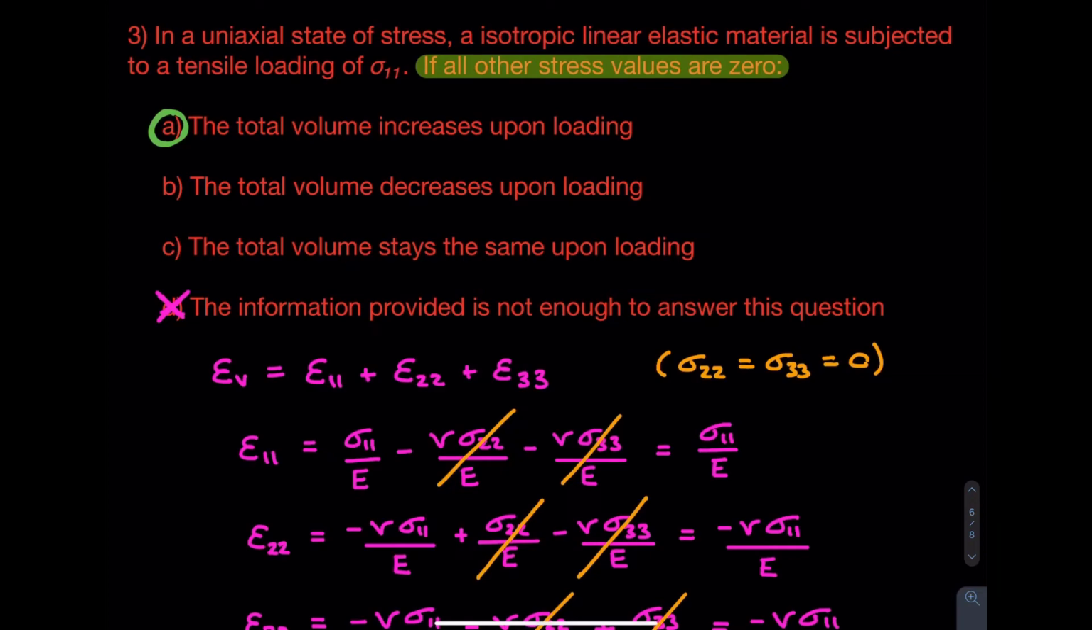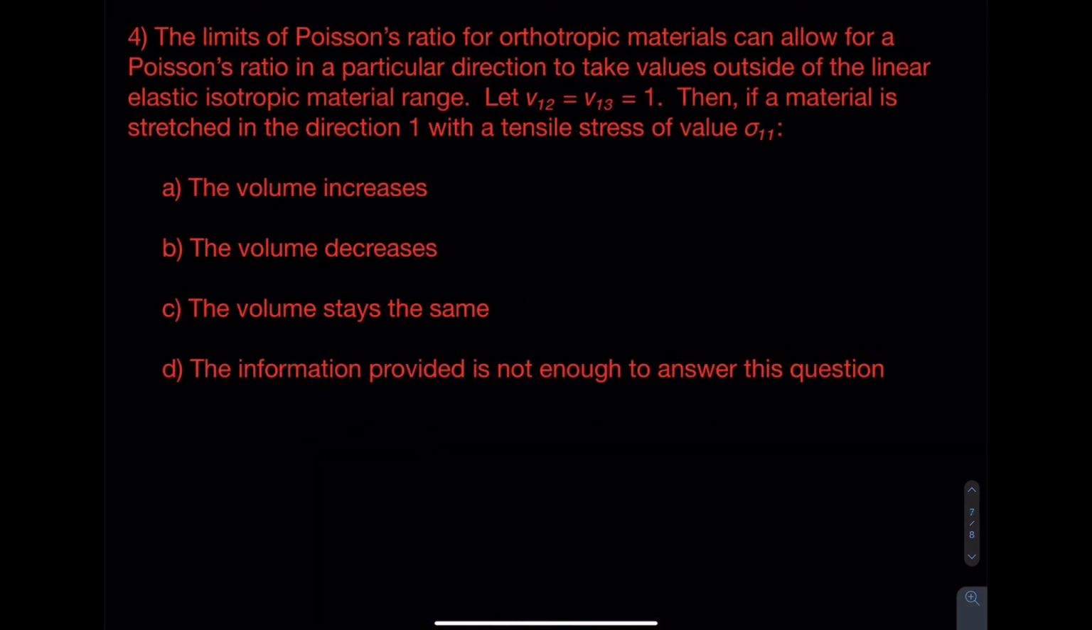So now we're going to jump to question number 4, which deals with a linear elastic orthotropic material. All right, so question number 4 says, the limits of the Poisson's ratio for an orthotropic material can allow for a Poisson's ratio in a particular direction to take values outside of a linear elastic isotropic material range. Therefore, those limits of the Poisson's ratio being between -1 and 0.5, well, they don't necessarily apply for an orthotropic material. For example, I can have a Poisson's ratio that is outside of those limits in one particular direction.